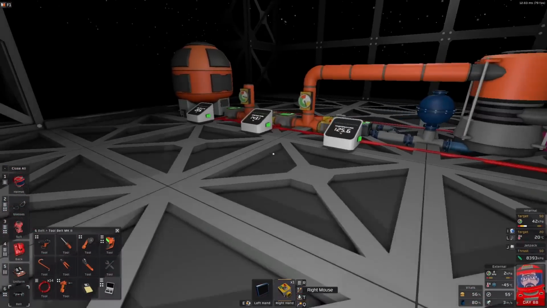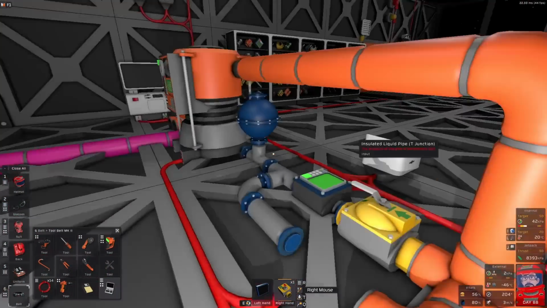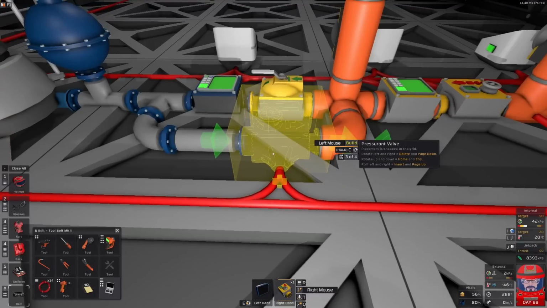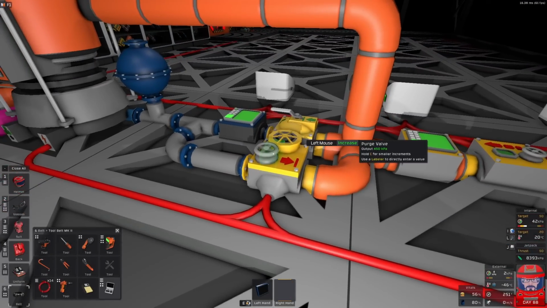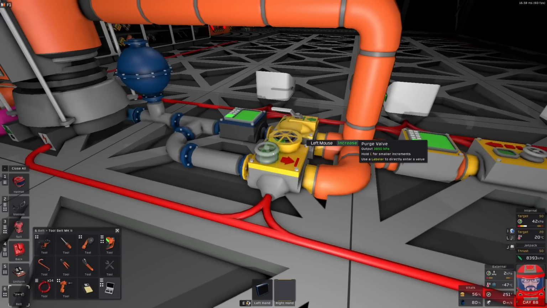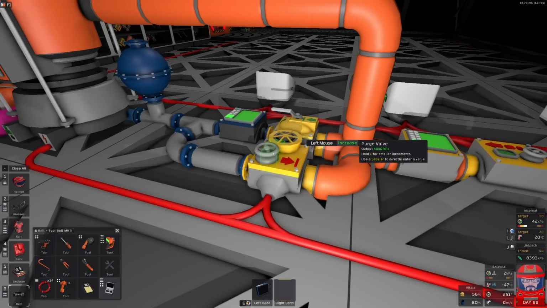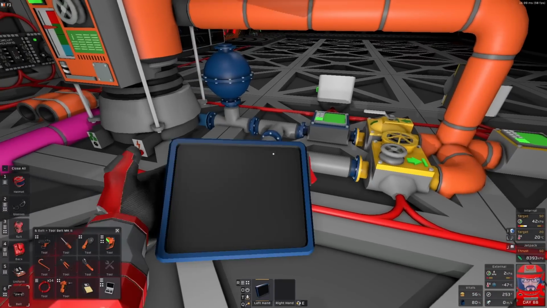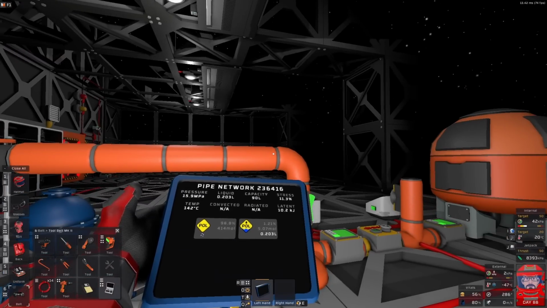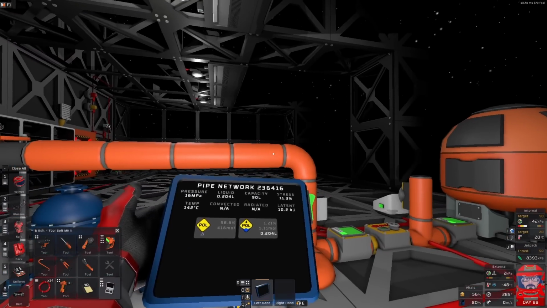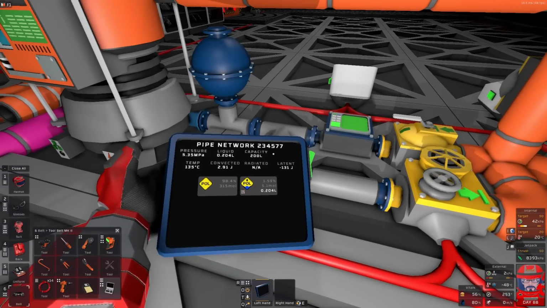At which point we can put our overload back on there. And set you back to about 5 megapascals. Don't explode. Right, so that's dumping it all in there. That is condensing. It's up to 142 degrees.